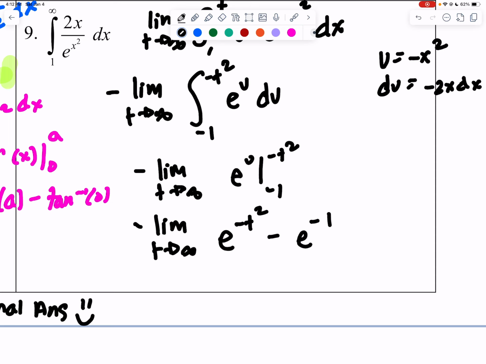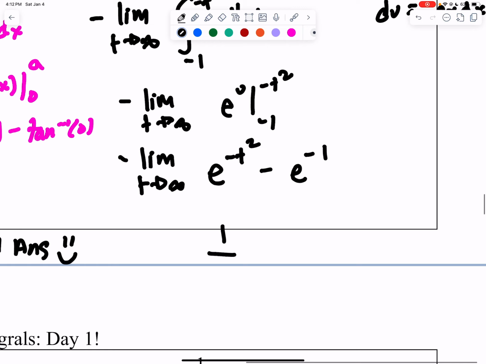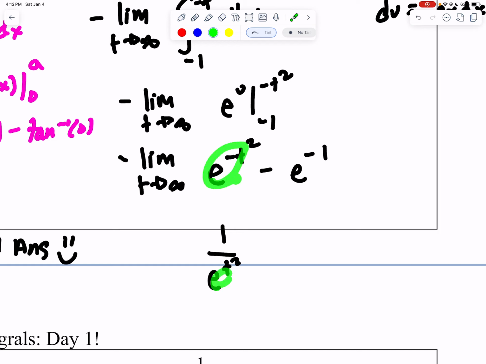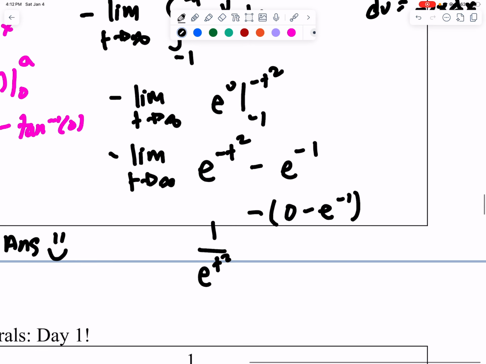Now, if I were to think about the limit as t approaches infinity of e to the negative t squared, remember that this is going to be the same thing as 1 over e to the t squared. And if I'm plugging infinity here, this is going to be a very big number. So this is going to converge to 0. So now I have negative 0 minus e to the negative 1. And if I simplify that a little bit, I'm going to have an answer that converges to e to the negative 1 or 1 over e.